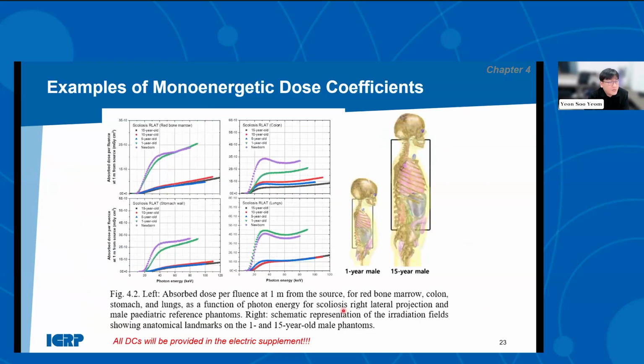This graph shows an example of the organ dose coefficients for scoliosis, right lateral projection, and male pediatric phantoms. As you can see, there is some variation depending on age, even though the amount of variation and the trend differ between organs. So this is an example. Anyway, all the values of the monoenergetic dose coefficients calculated will be provided in the electronic supplement.